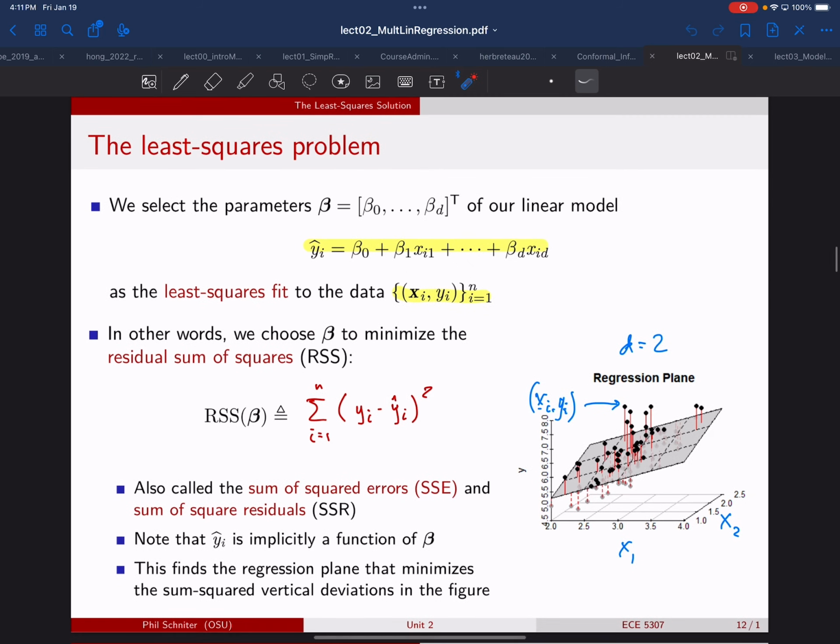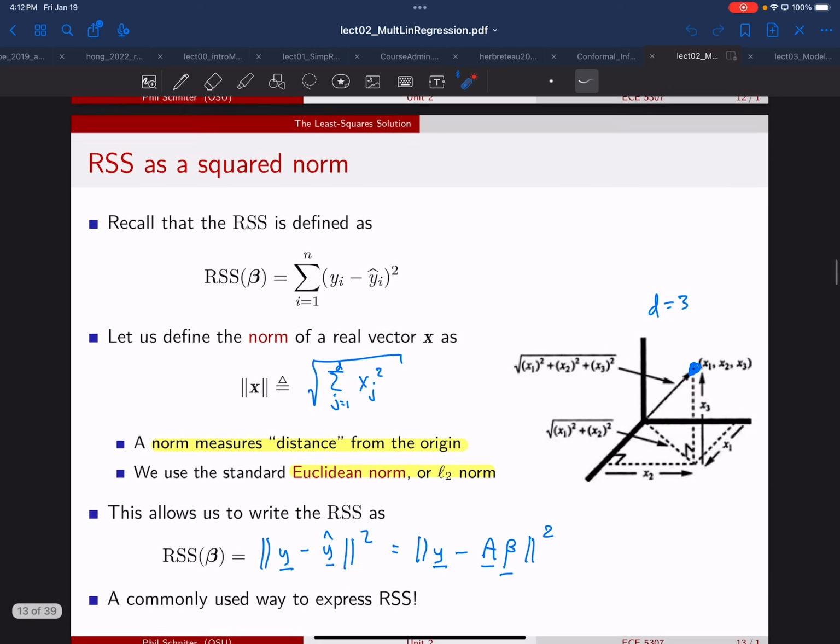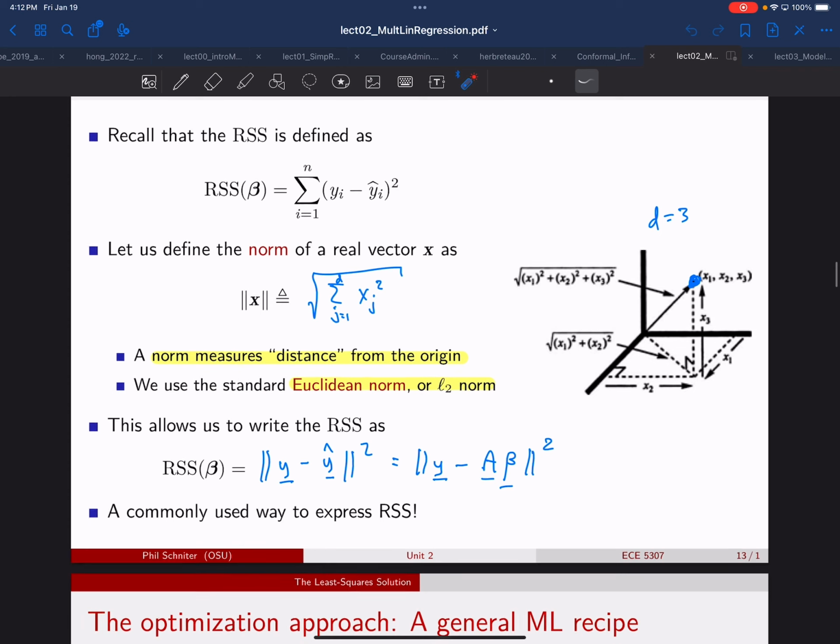And then in order to determine what beta are, we first said, what is our criteria for designing them? Our criteria is to minimize the RSS, same as we did last unit. And we said that basically now that means that we are orienting a plane, a d-dimensional plane, so that the sum squared difference between the samples in our training data and the plane is minimized. We also wrote RSS in terms of a norm.